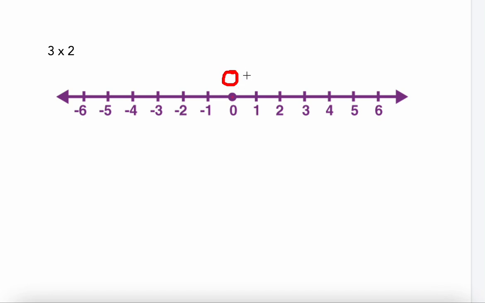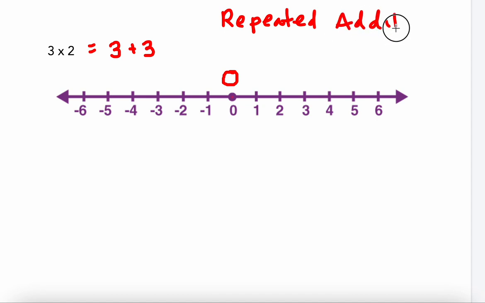Okay? So before we get started, we have to agree that 3 times 2 is basically repeated addition, right? 3 times 2 is basically saying that we are adding the 3 2 times. Multiplication is repeated addition. So when we jump, we're basically going to show the repeated addition with our jumping.